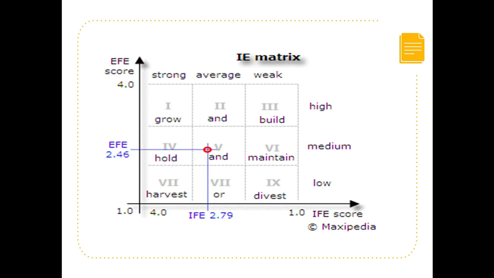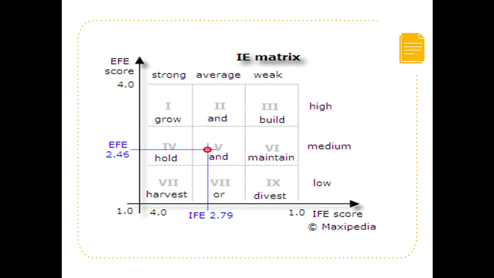Okay, so this is an example. Remember in your EFE and your IFE, you have to get the total score of your EFE and then the total score of your IFE. Then you plot them and try to determine where they intersect. We have your 9 cells here.